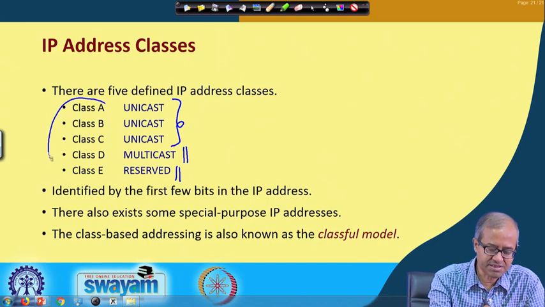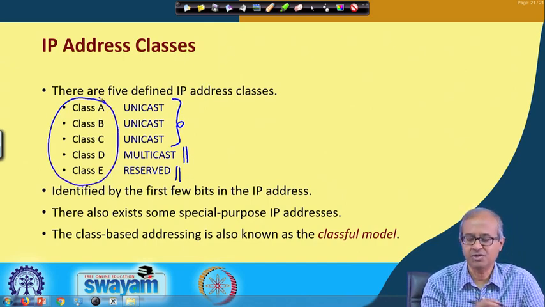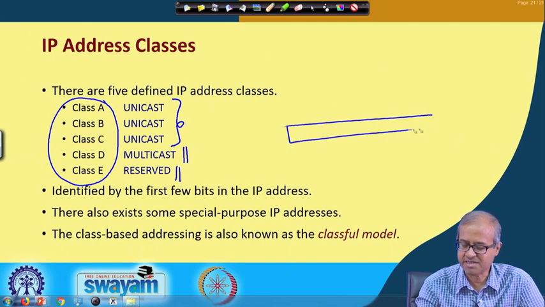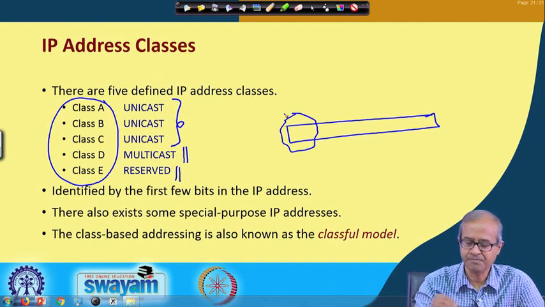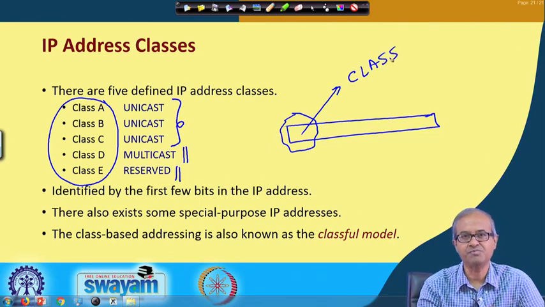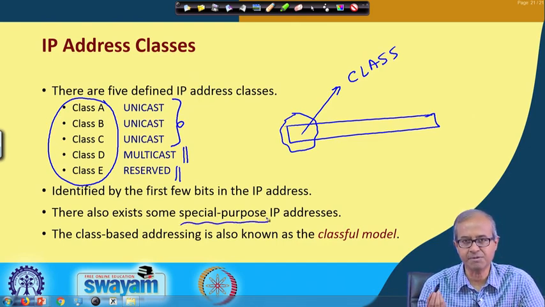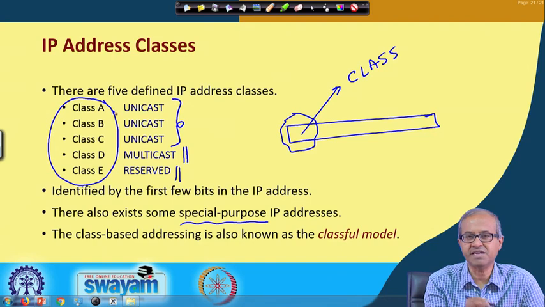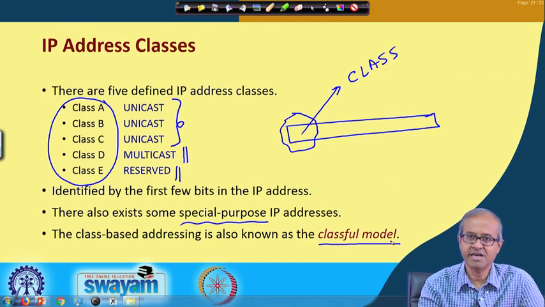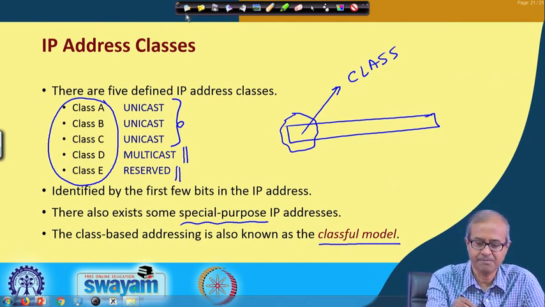Now, which class does a particular IP address belong to? Suppose I give you a 32-bit IP address like this. Just by looking at the first few bits, you will be able to identify which class the address belongs to. Okay, we will see how. And we shall also see later there are some special purpose IP addresses which have some special meaning. And this kind of IP addressing where we define the classes is sometimes also referred to as the classful model of addressing.